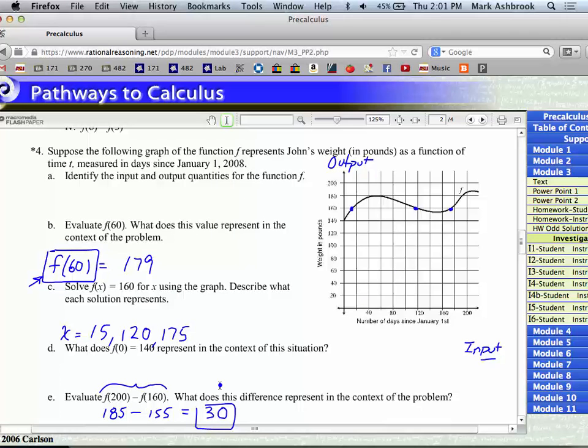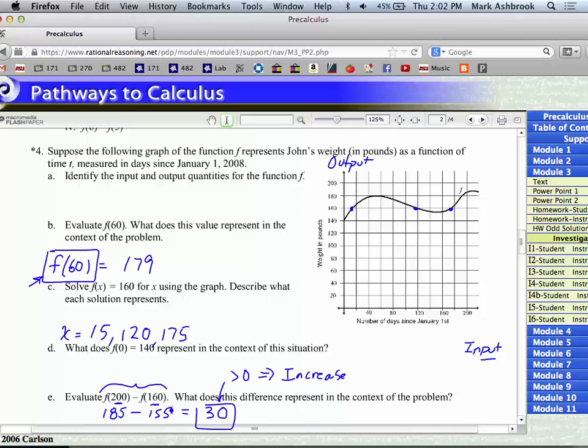Because it's a positive. Positive number means the positive change. This is greater than 0. So it's an increase. So it's a gain of weight or an increase of weight of 30 from when to when? From day 160 to day 200. Yeah, so this is the starting day, and this is the final day.